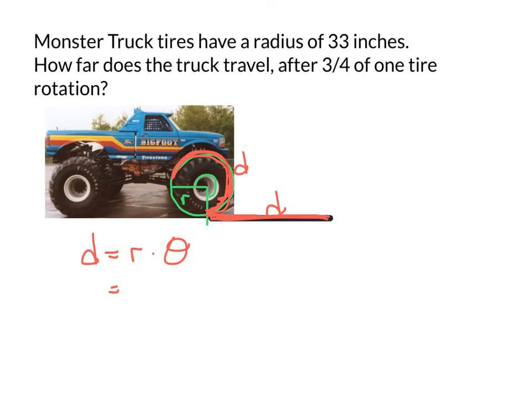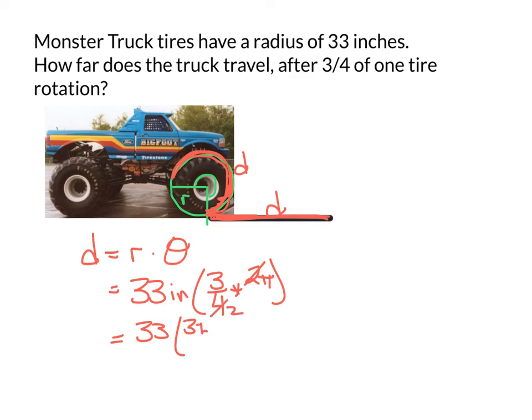We know that in this example, our radius is 33 inches. And our angle measure is 3/4 of a revolution. So 3/4 of one trip around the circle. And how many radians are in one trip around a circle? There are 2 pi of them. So when we simplify, we'll have 33 times 3 pi over 2.